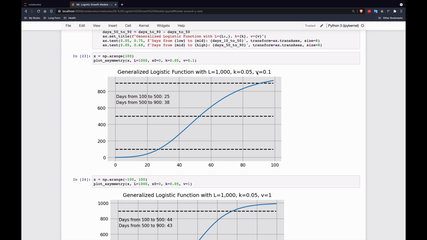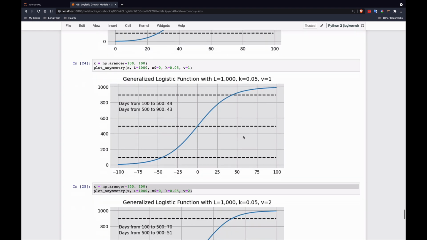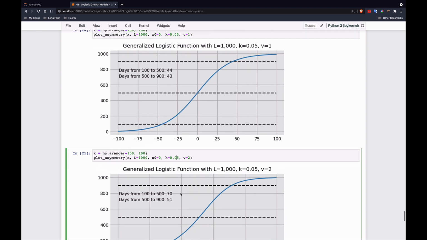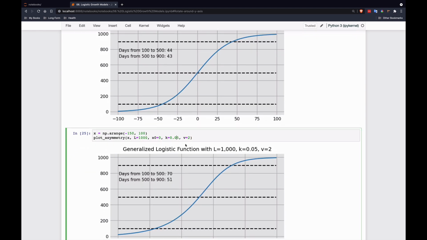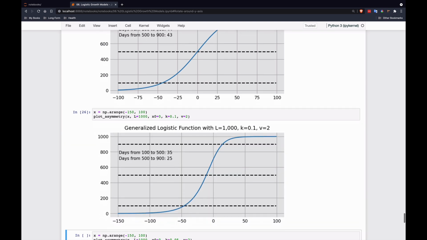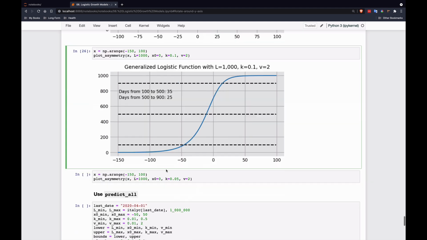So not only does V affect the horizontal shift, but it affects the growth rate as well. If you want the same number of days to go from 100 to 900, you actually have to increase K, the original growth rate, over here. And so you can see here I increased it to 0.1, and I've decreased the number of days it took to go from 100 to 900 substantially.